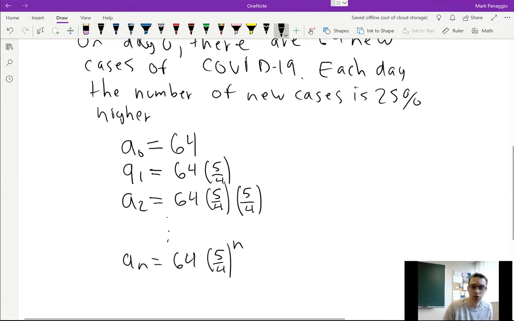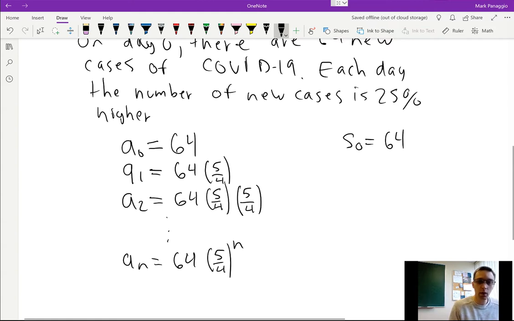And that's a question that relates to what our main goal for this unit is. It relates to infinite series. So we can create another sequence which represents the sum of the terms in this sequence. And so on day 0, let's call the first term in the sum S0. S0 would be 64. We have 64 cases on day 0.